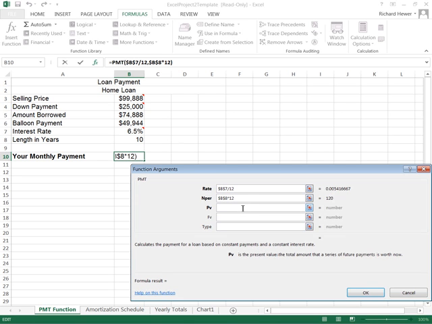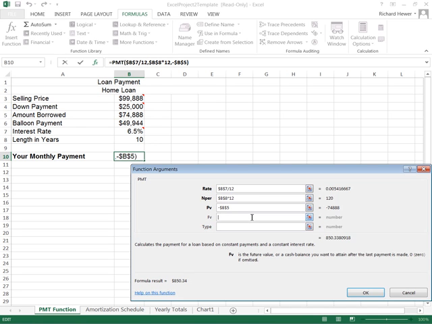Present value, that is going to be the amount of the loan, the amount borrowed. It's the selling price minus the down payment price, gives me this. And again, I hit F4. Now, what I forgot to do here, though, is put a minus sign in front. That's so this payment here will show up as a positive number, not a negative number.